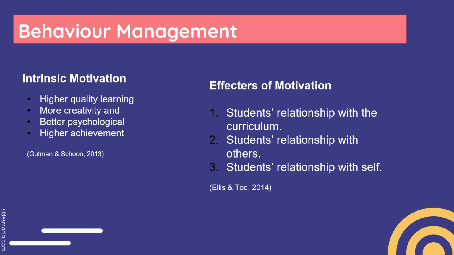A learning behaviour is a behaviour necessary for a pupil to learn effectively in a group setting of a classroom. Learning behaviours, such as motivation, are affected by three relationships. These are a student's relationship with the curriculum, which is predominantly a cognitive variable, a student's relationship with others, which is predominantly a social variable, and a student's relationship with their self, which is predominantly an emotional variable.